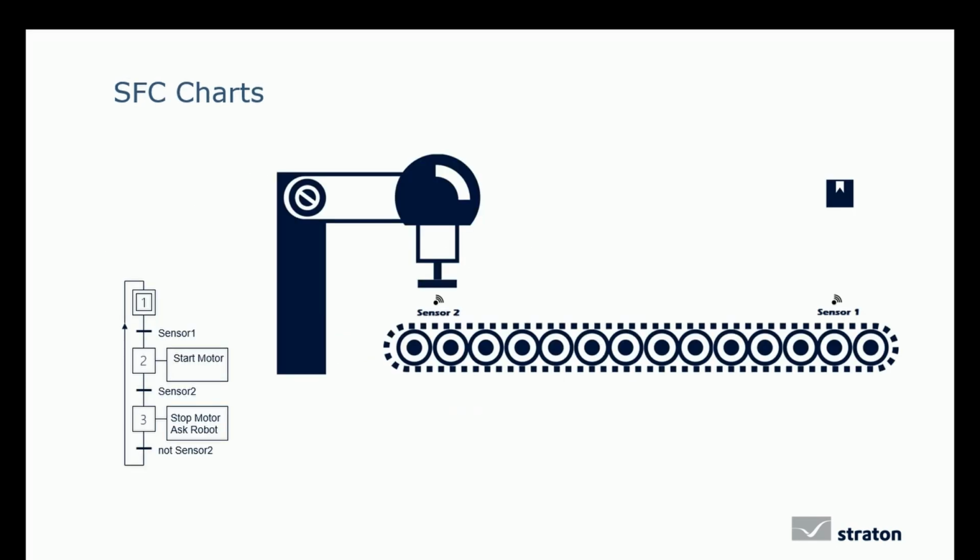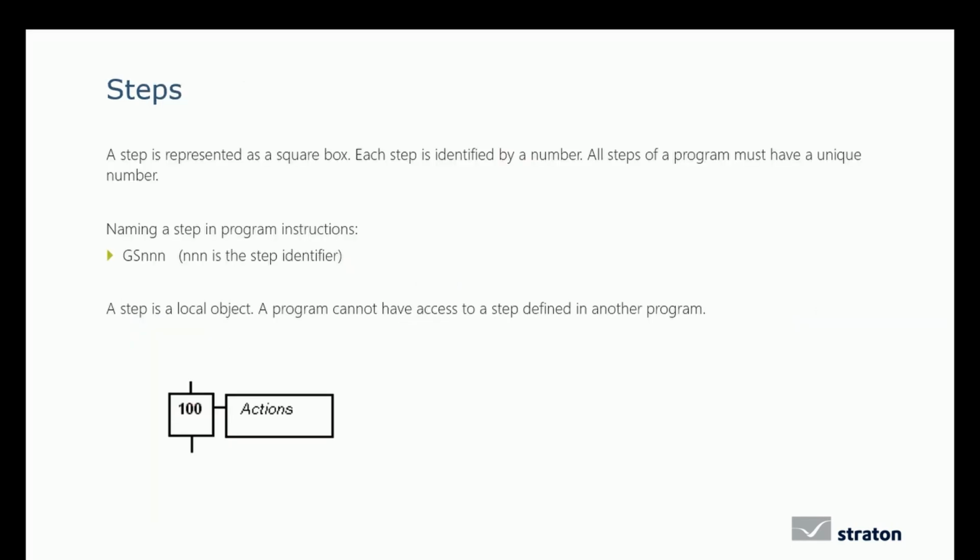In this example, we have a box that arrives on a conveyor. The sensor 1 is then true, so the first transition can be crossed. The motor of the conveyor is then started until the sensor 2 becomes true, and then the motor is stopped and the robot takes the box away from the conveyor until it is no longer on it, so sensor 2 is false. How do we represent steps?